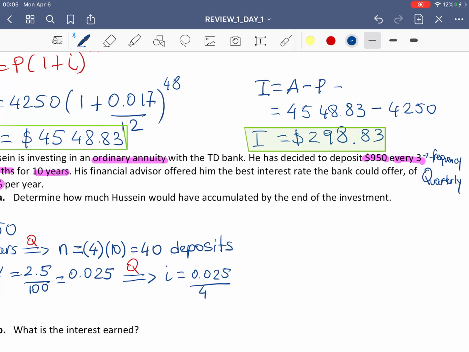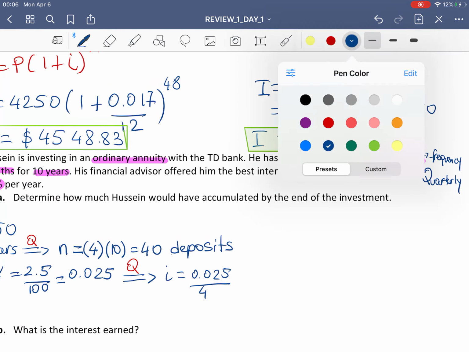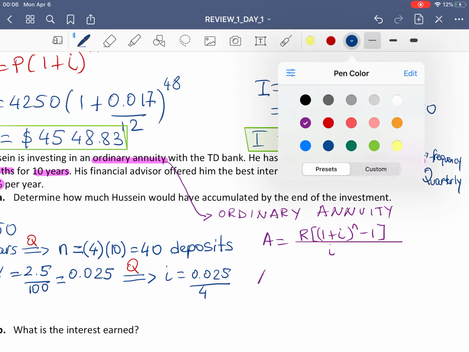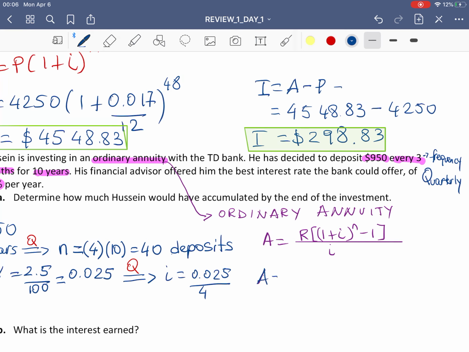So we're going to find the accumulated amount of money using the ordinary annuity formula as the problem suggested. Okay, and here goes the formula. A equals, long line for our long fraction. So R times (1 plus I to the power of n minus 1), and that divided by I. So here we go again.